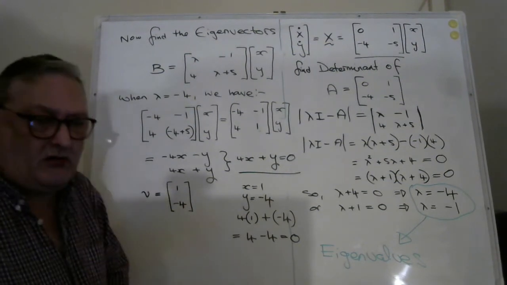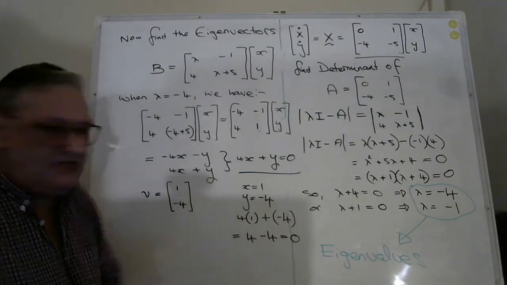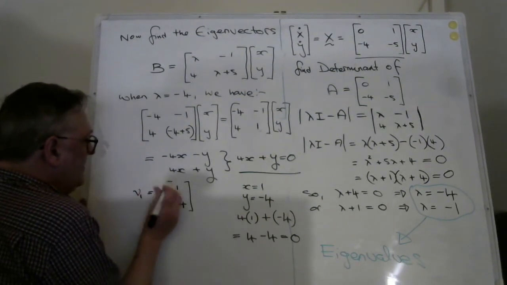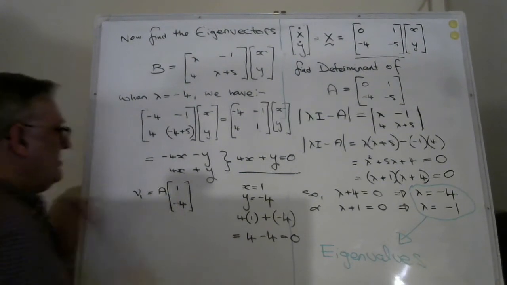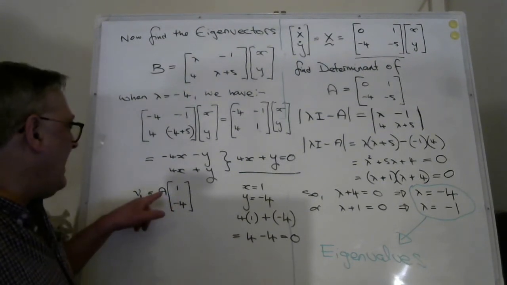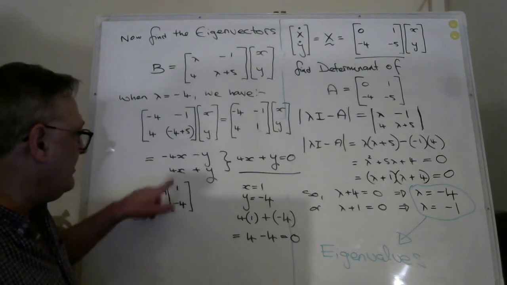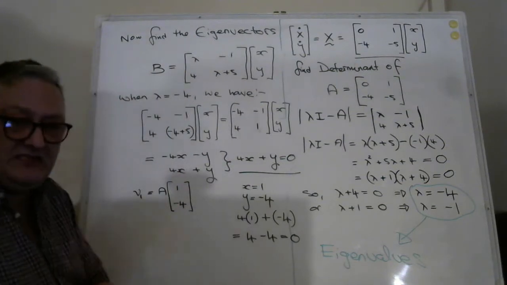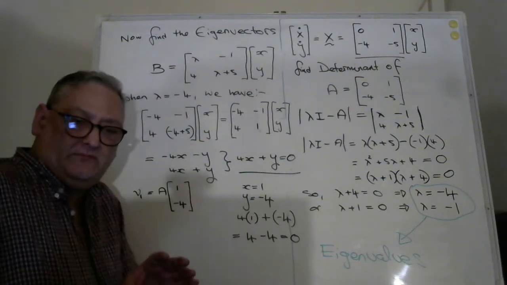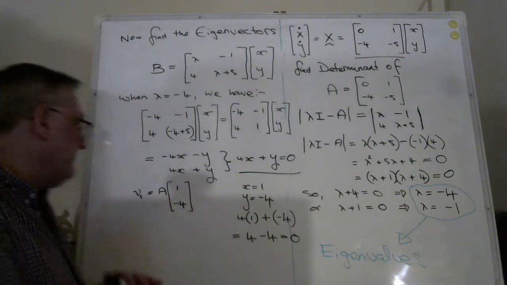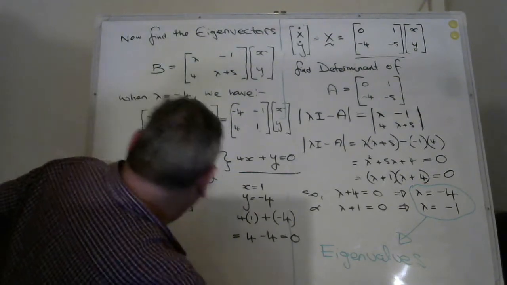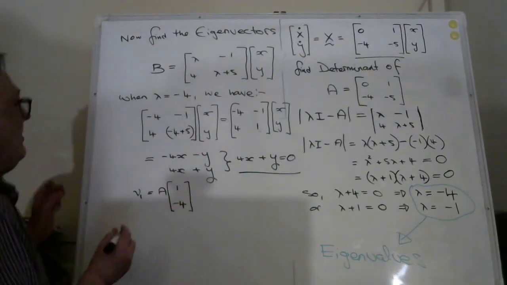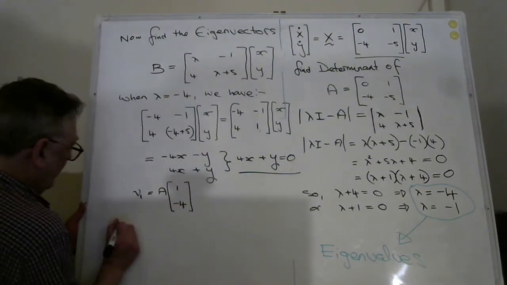And because there are an infinite number of eigenvectors, what we do is we write v1 is equal to some constant times that, because you can have any multiple of this eigenvector that you want, or that suffices for the system that you're modelling. Right, so we've got one eigenvector. Now, what about when lambda is equal to -1?